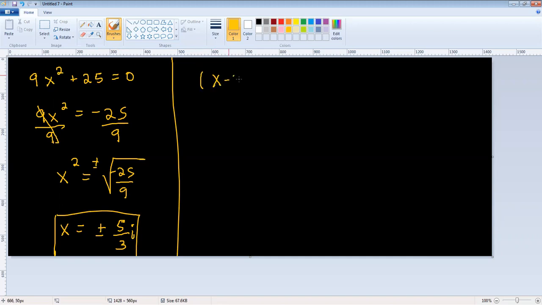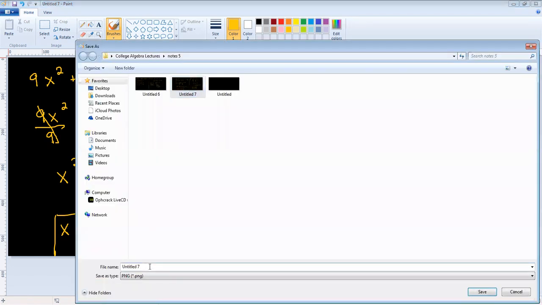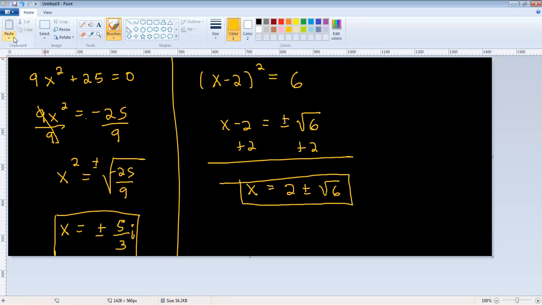Okay, what about this guy right here? So we have x minus 2 quantity squared equals 6. We could multiply this out and do it like that, or we could use the square root property and do something like this. So now we have 2 plus or minus square root of 6, and there it is. Okay, so how does everybody feel about that? Does everybody like these problems? Any questions? Does everybody understand what I'm doing?